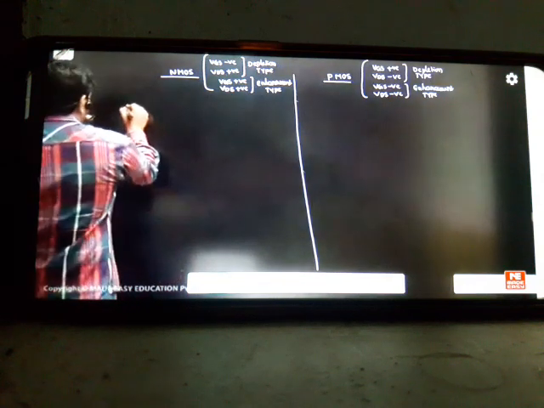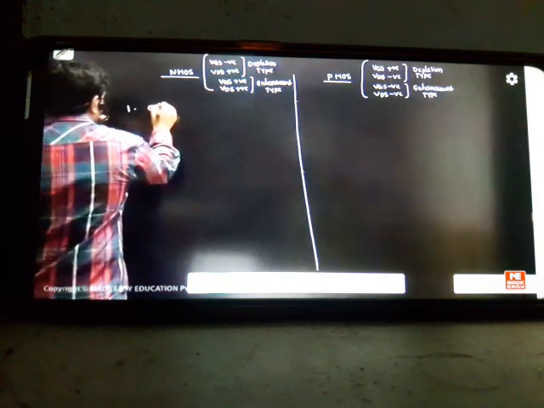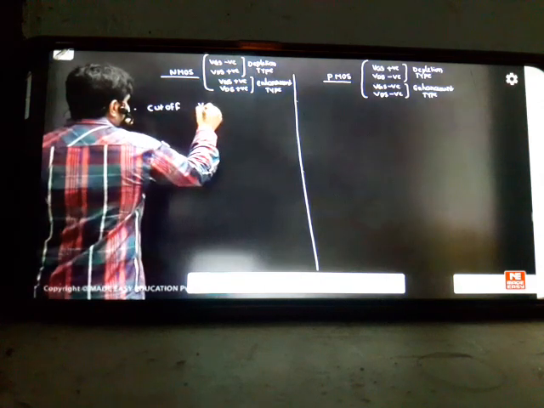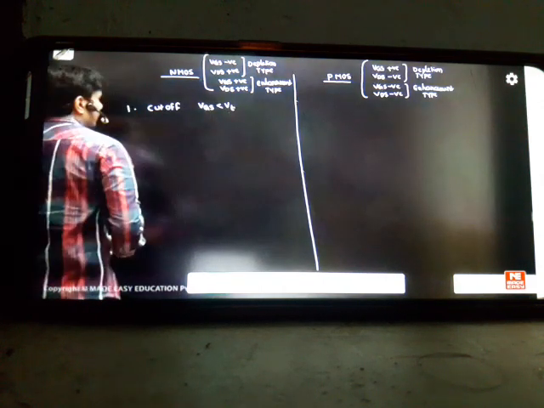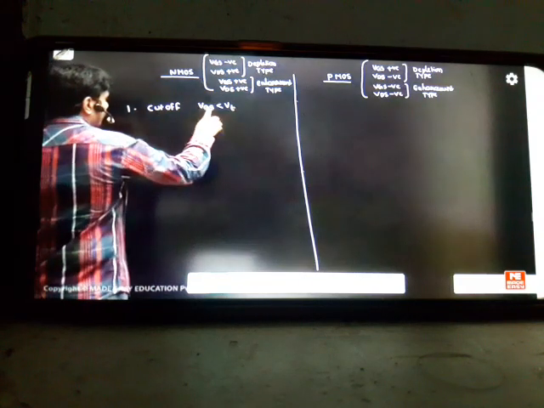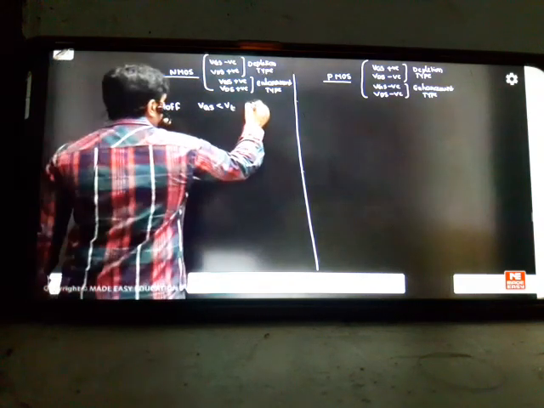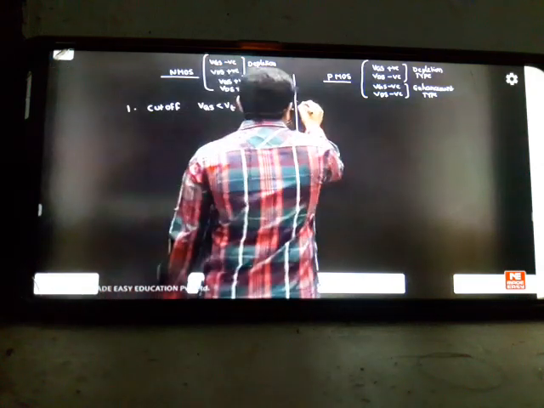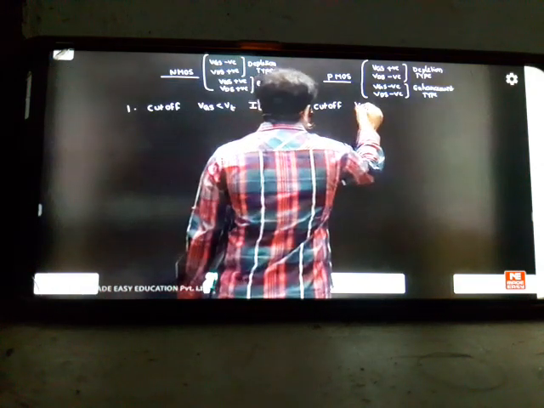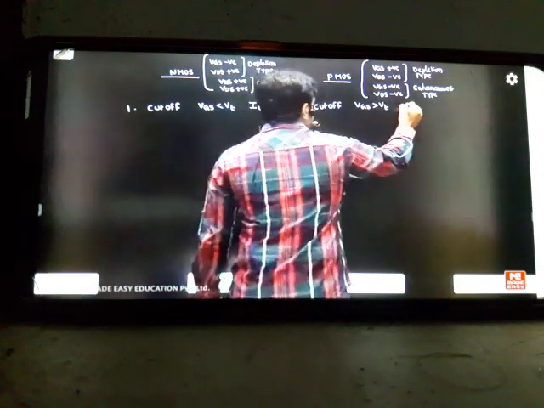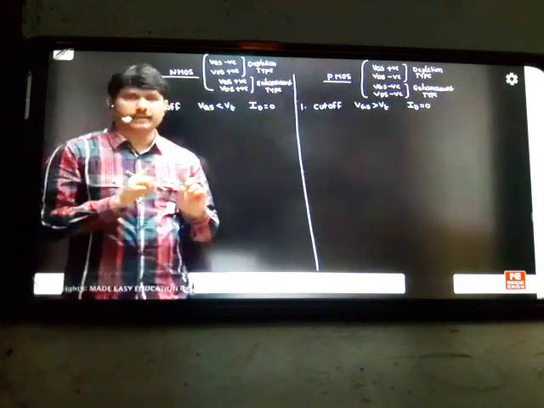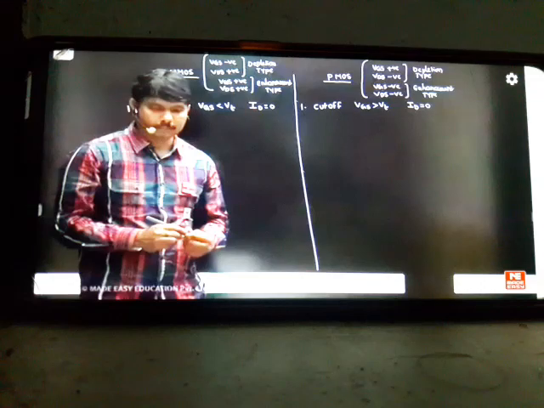We have only 4 regions. First one is cut off. As I said in yesterday's class, if you want cut off in NMOS, your gate to source voltage VGS should be less than threshold voltage, then automatically your ID will become 0. If you want cut off in PMOS, your VGS should be greater than VT, such that your ID becomes 0. When you study PMOS, you do the opposite: when I say less here, you have to use greater there.